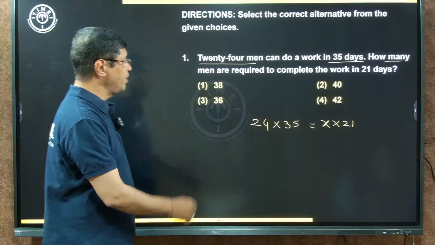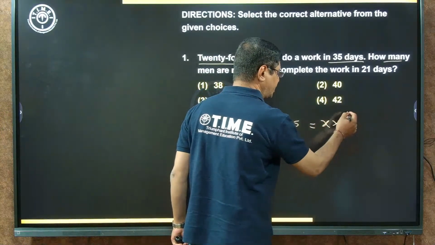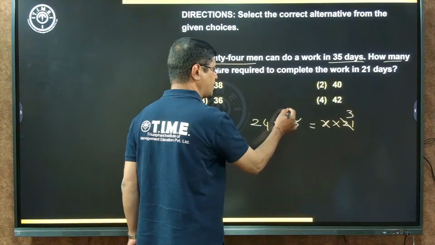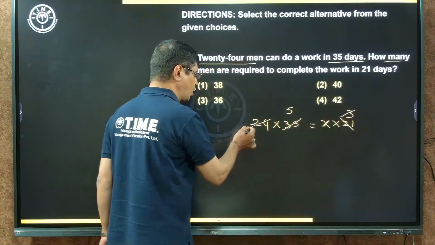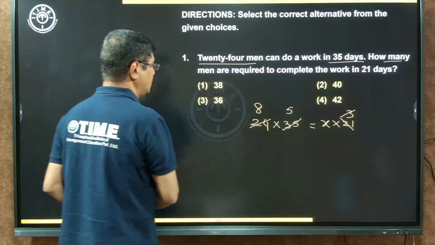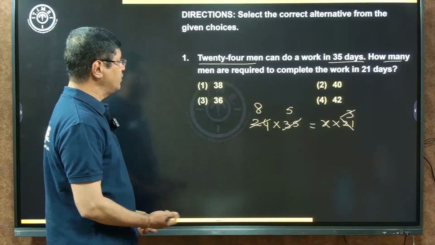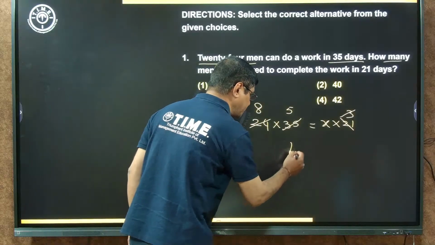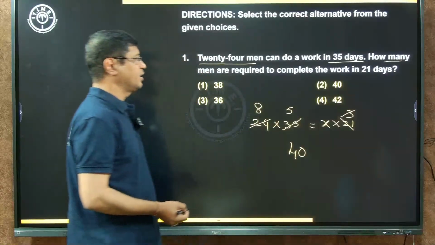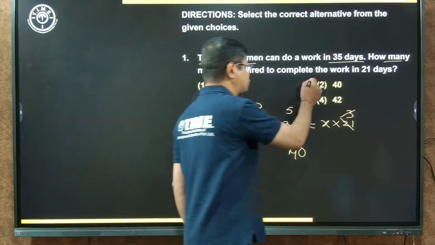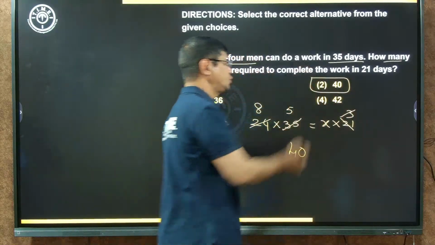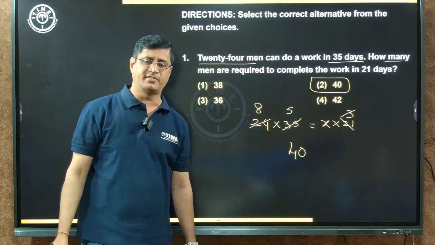Okay. Now simplify. 7 goes 3 times. Here 5 times. What about 3 in 24? It goes exactly 8 times. Dear students, if you observe this carefully, 8 into 5, that is 40. So the number of men required is 40. Now the right choice is option 2. The second choice is the correct answer.